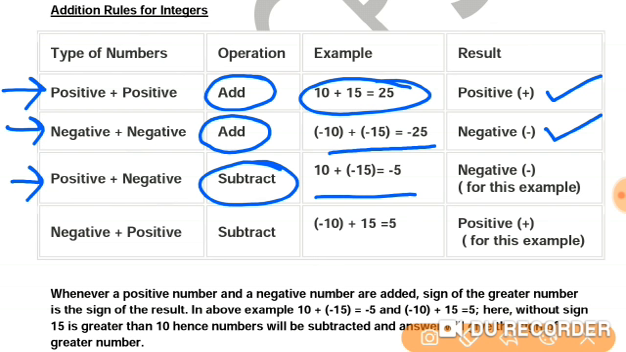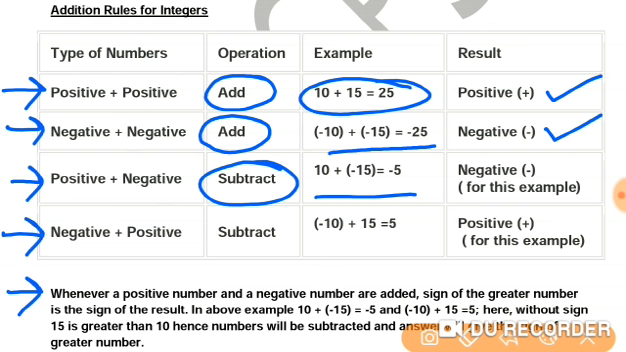Why? Remember, whenever a positive number and a negative number are added, the sign of the greater number is the sign of the result. Here, what is the sign of the greater number? We have to first see them without sign. Without sign, 15 is greater than 10. Hence, the numbers will be subtracted and the answer will be negative because 15 is minus. So, negative for this example.